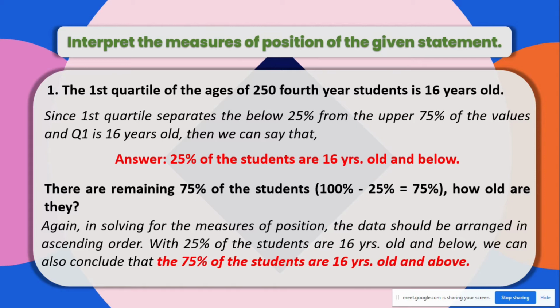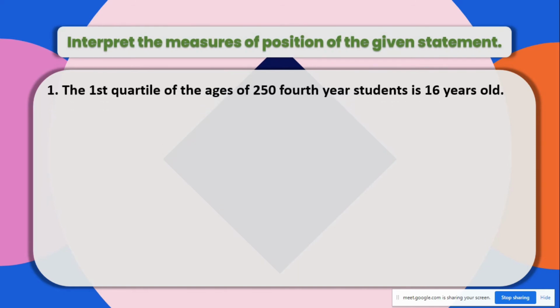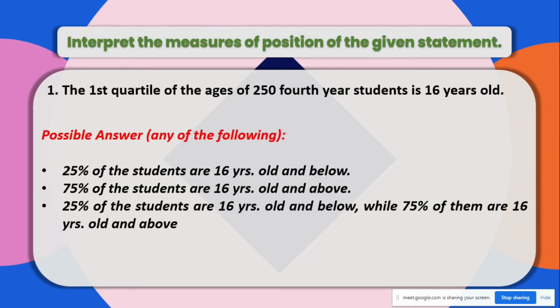Okay, so you take a screenshot para may ma-study kayo. Next, number 2. So these are the possible answers in first quartile. So nasabi ko na to kanina. So you just take a screenshot of this.